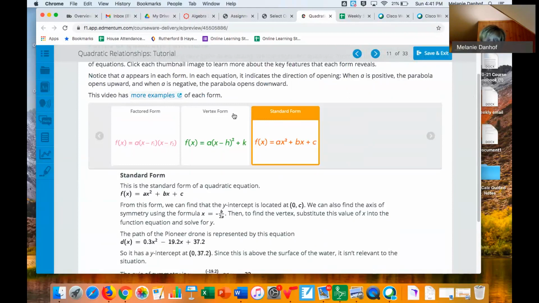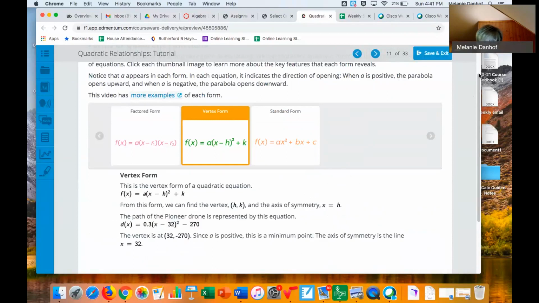The third format is the vertex form. f of x equals a times the quantity of x minus h quantity squared plus k. Again, a tells us whether the graph opens up or down. If a is positive, the graph opens up. If a is negative, the graph opens down.